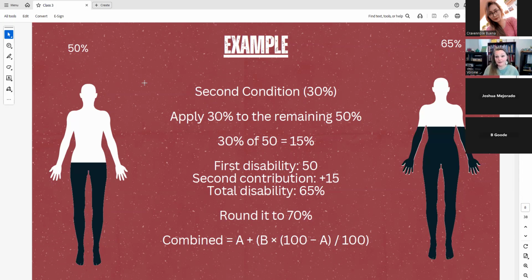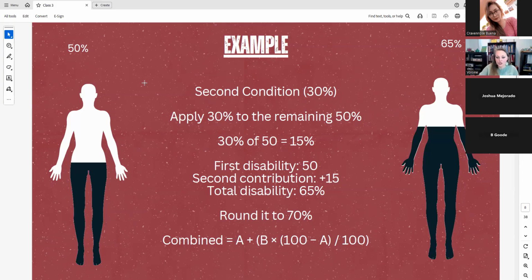Now let's say you add a condition for 30%. Let's say that 30% is GERD, heartburn. That second percentage is applied to the remaining 50% that the VA has said you are able. So 30% of 50% is 15%. Your first disability is 50%, your second contribution is 15%, so now you have a total disability of 65%. The VA is going to round it to 70%.